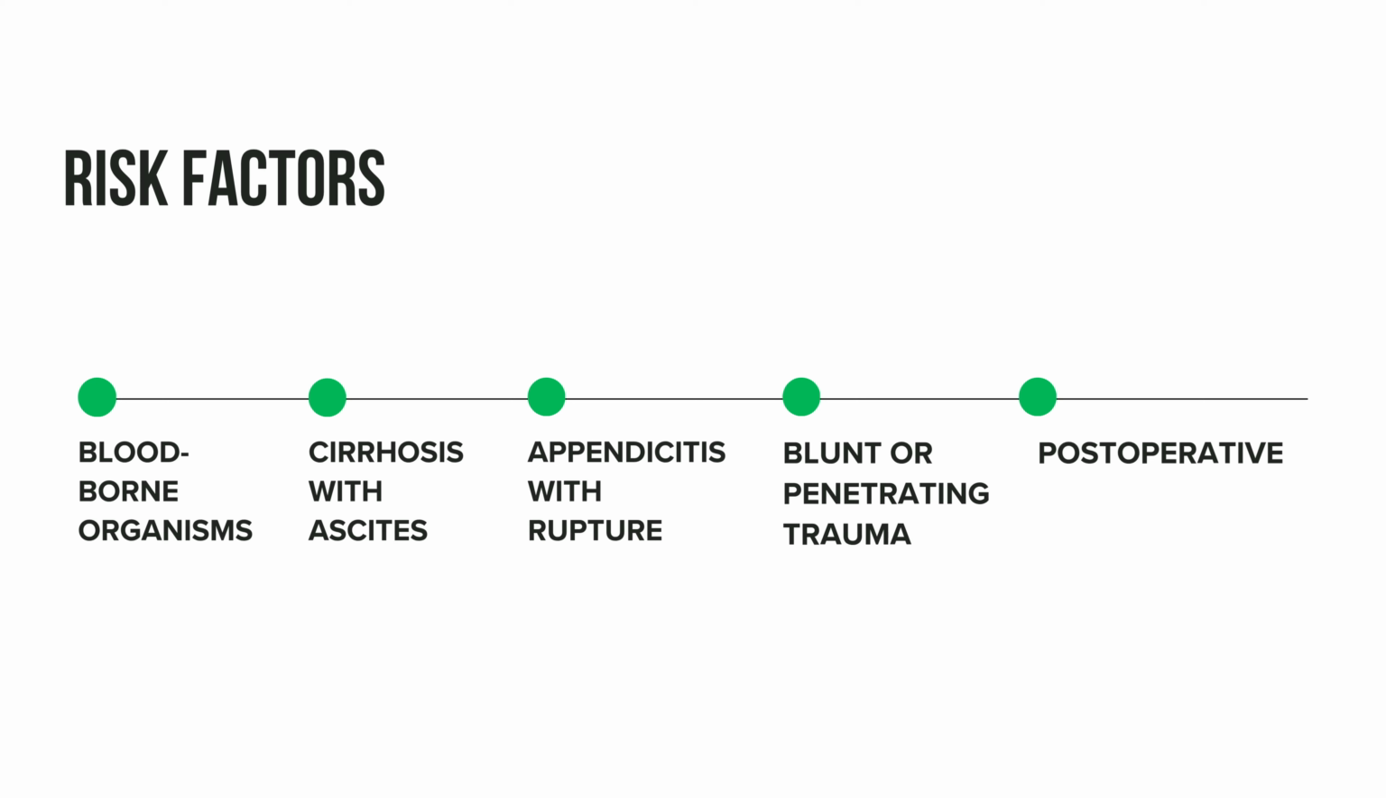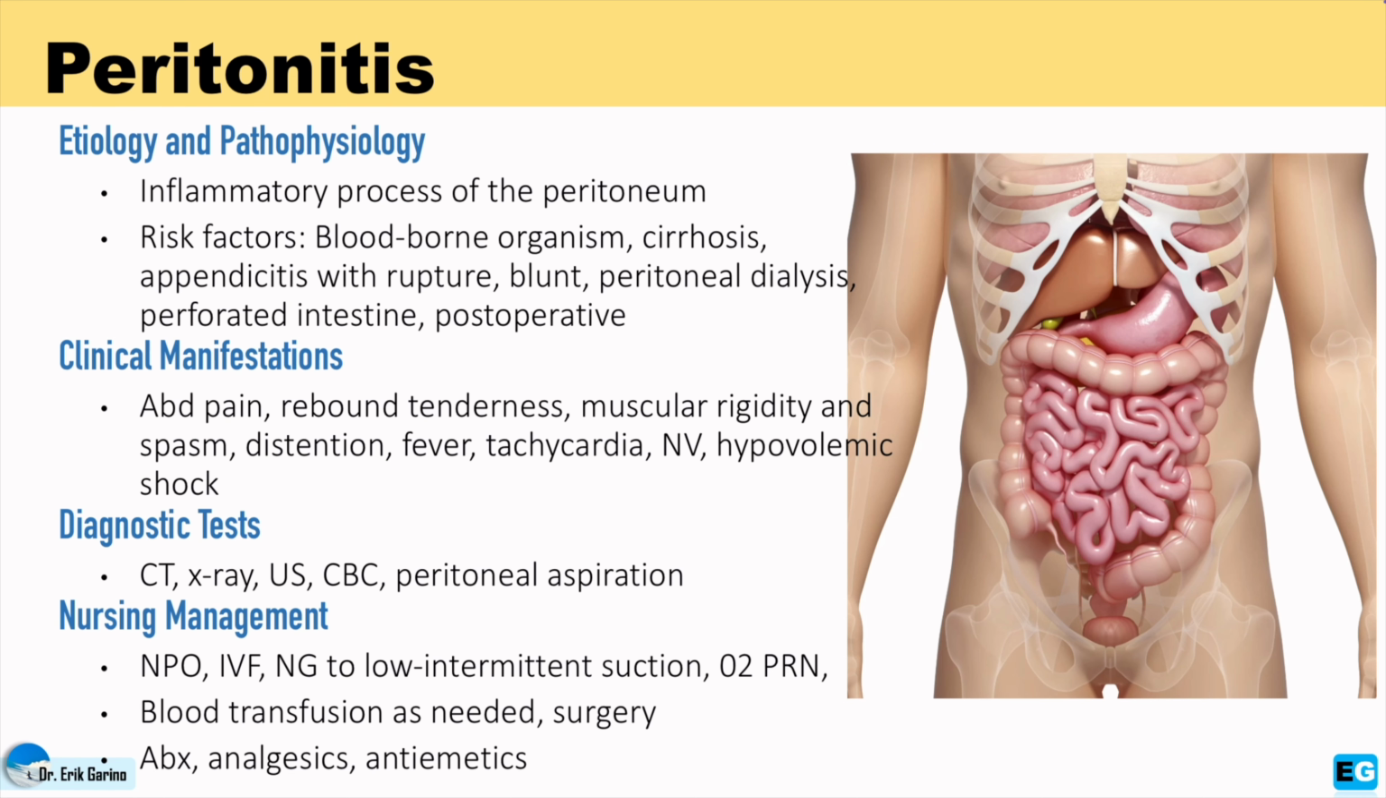Now, there are several risk factors for peritonitis, including the presence of blood-borne organisms that can cause infection, underlying liver cirrhosis, which compromises immune function, ruptured appendix releasing bacteria into the peritoneal cavity, blunt abdominal trauma causing internal injuries, complications from peritoneal dialysis procedures, perforated intestine allowing digestive contents to leak, and post-surgical infections following abdominal procedures or surgeries. Now, each of these conditions can introduce pathogens or irritants to the peritoneal cavity, triggering the inflammatory response characteristic of peritonitis.